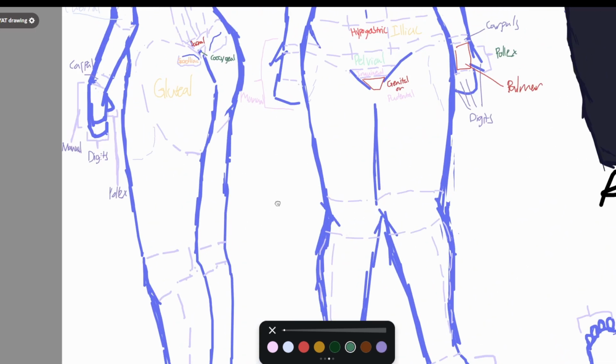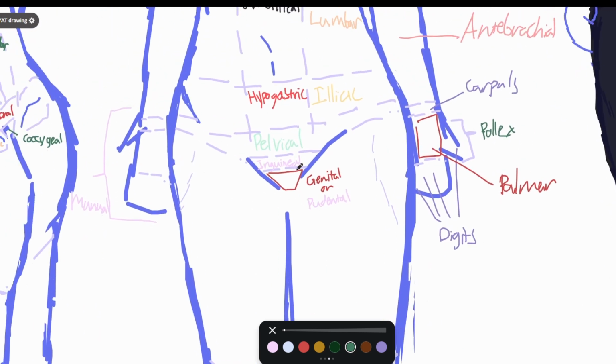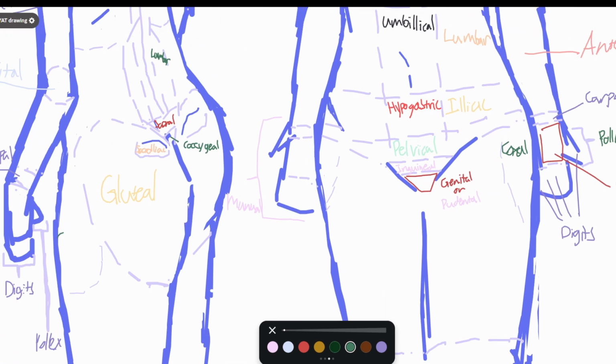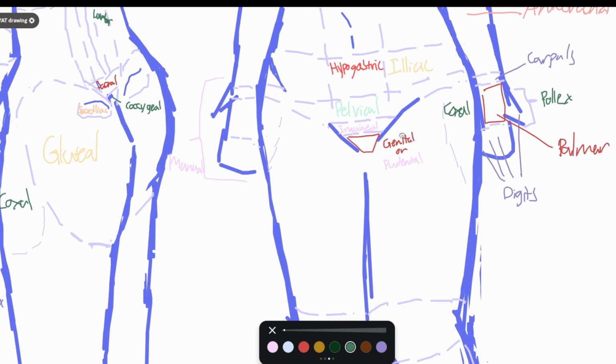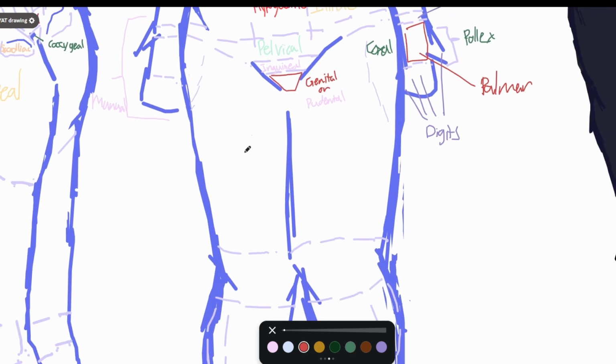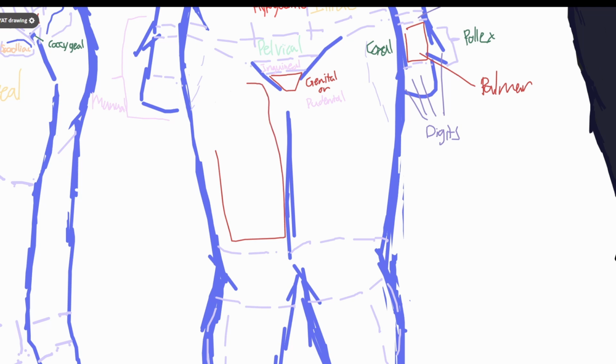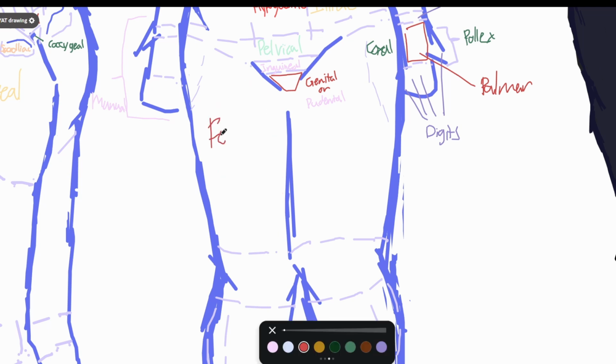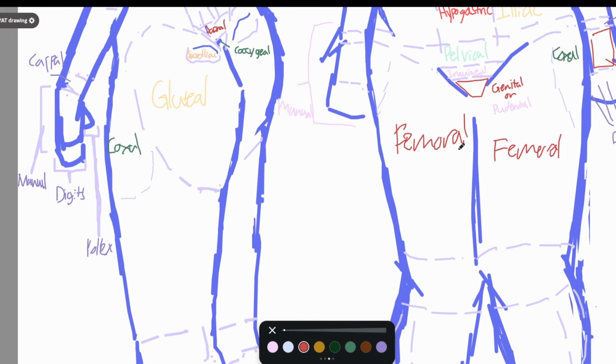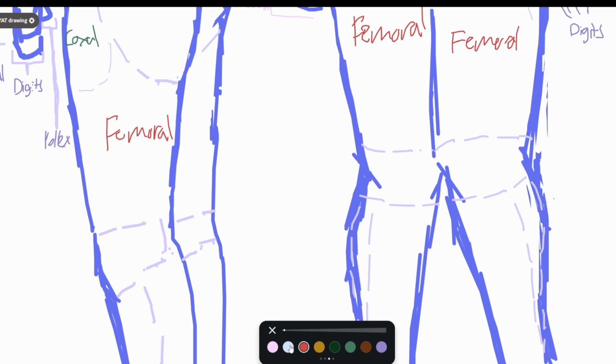So let's start off with this anterior view. You see this area right here? That's your hip. So that's called the coxal, right? Also back here, coxal. And this is also very easy. This area is where your femur is, so you just say femoral. They're the same for both sides. Regardless of whether it's front or back, they're all femoral, which is great.